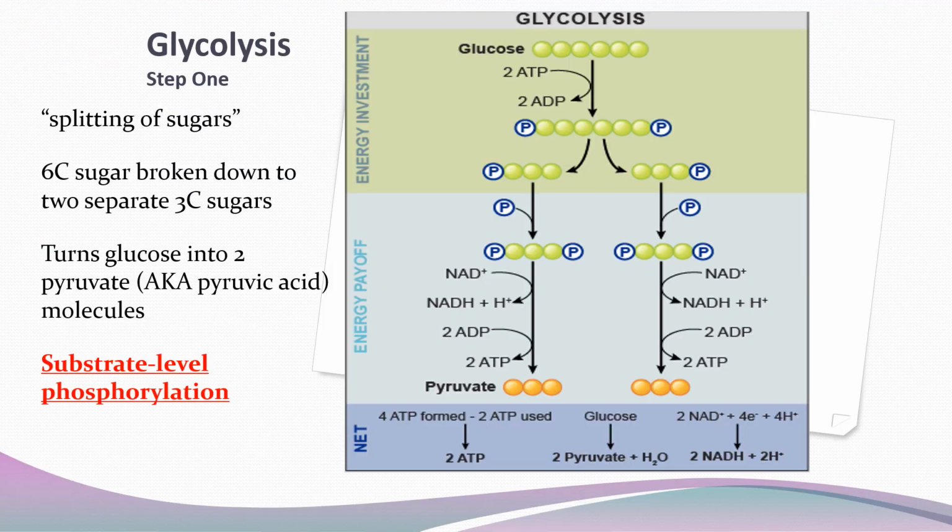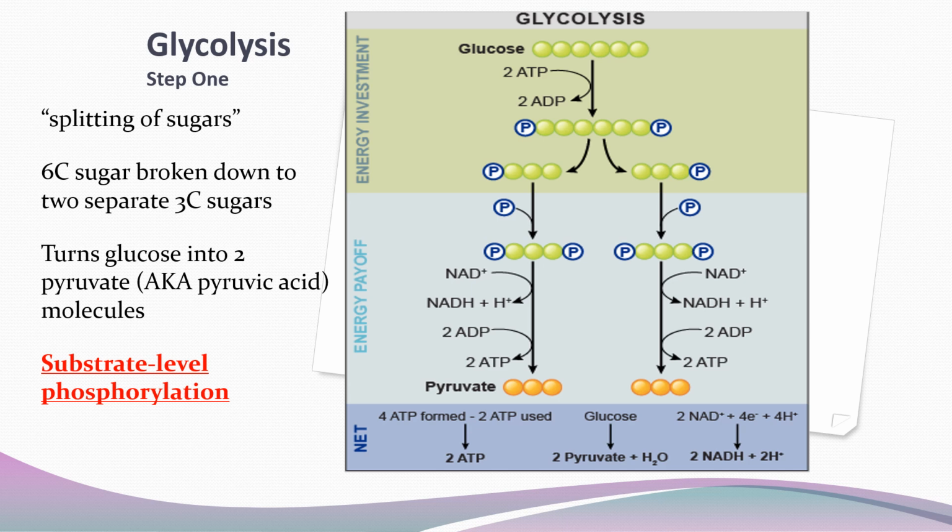Starting with step number 1, this is going to be glycolysis. I think it's easier to know what words mean when we break them down. So what glycolysis is saying is we are splitting sugars. We are breaking sugars apart. And that is exactly what's going to be happening here in step 1.